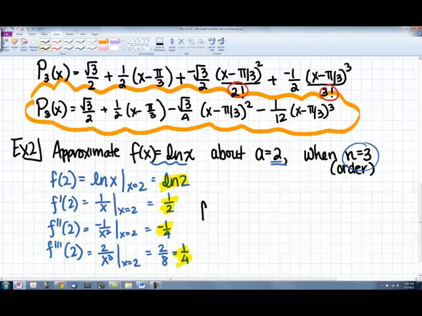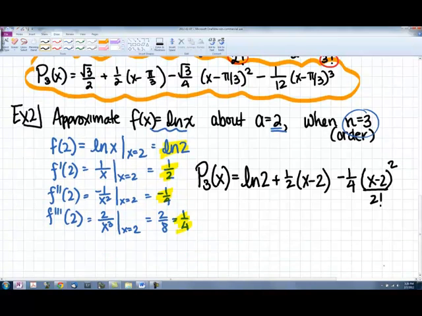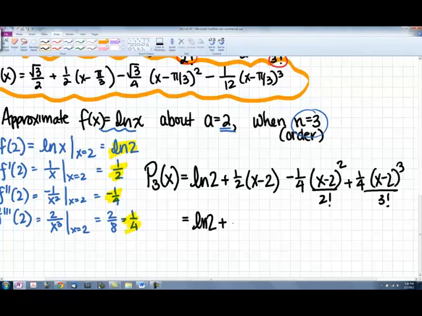So my function, f of x, is going to be approximated by the polynomial, which I'm going to call p sub 3 of x. It's going to be ln of 2 plus 1/2 times x minus a, so x minus 2, plus f double prime of a times x minus 2 squared over 2 factorial. And then our last term here, plus 1/4 times x minus 2 cubed over 3 factorial. So in order to finish off, just clean up the fractions, really is all you need to do. So 2 factorial is 2, so I can write this out as 1/8. And then 3 factorial is 6, so this is 1 over 24.